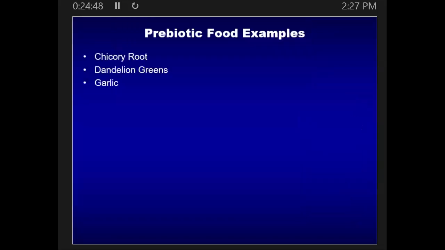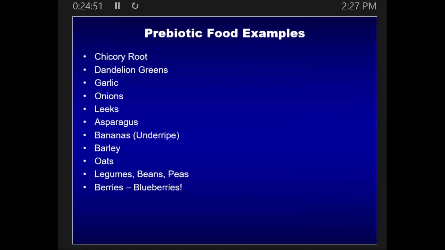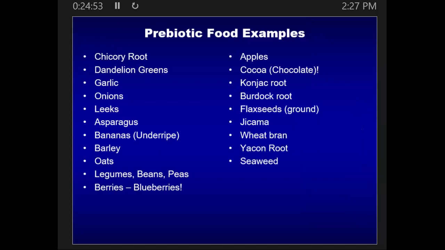So if you're wondering, these are some examples of prebiotic foods. Even chocolate made the list. I love that. So these have certain types of complex carbohydrates that qualify as prebiotics. That means that those complex carbs are very good at feeding the microbes.